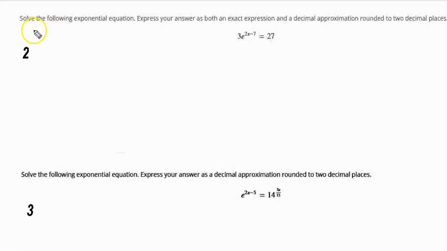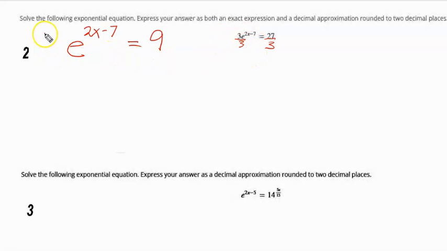Now, looking at example 2 here, we see this is very similar to the first one, but since e is involved, we're definitely going to use natural log. But the first thing I'm going to do is divide both sides by 3 to get rid of that 3 there. And now we're going to have e to the exponent 2x minus 7 equals 9. All right, that makes it a little easier to work.